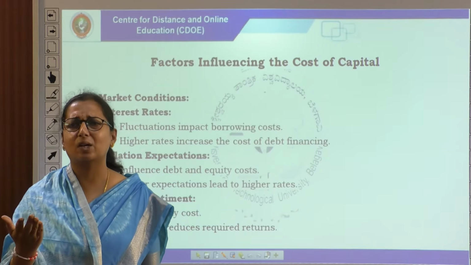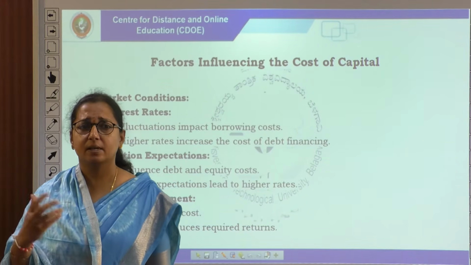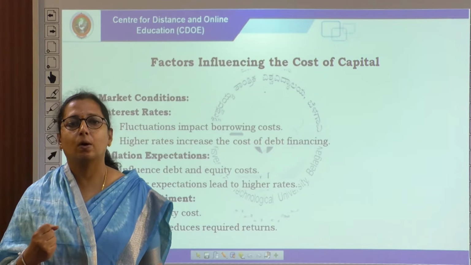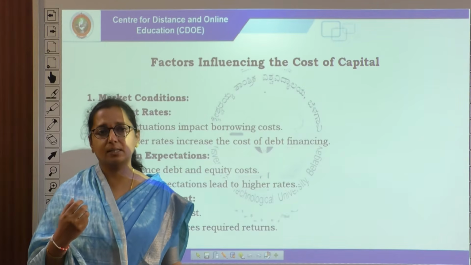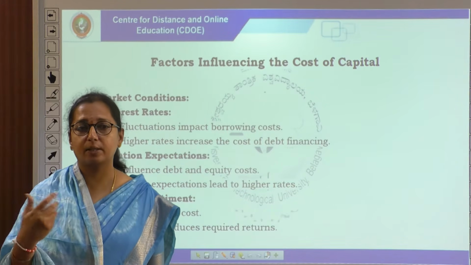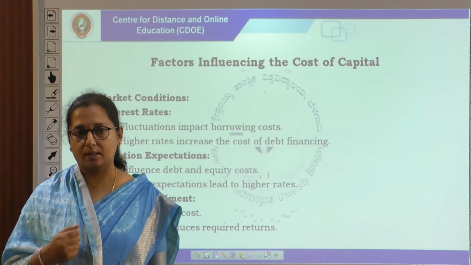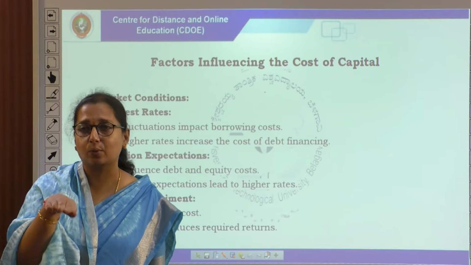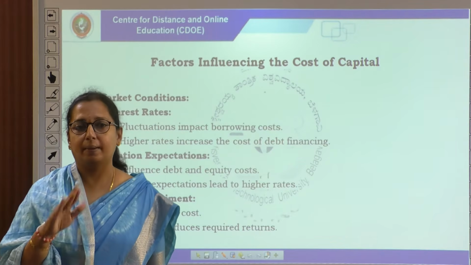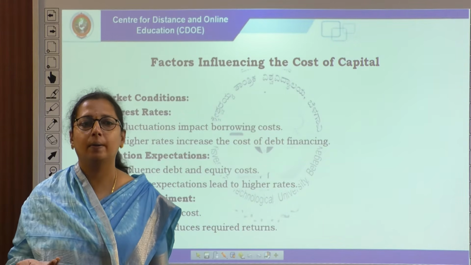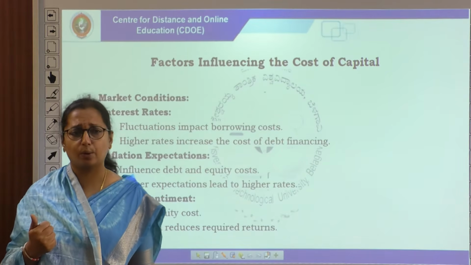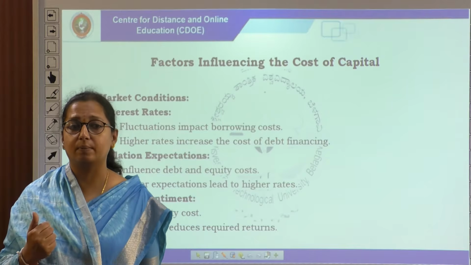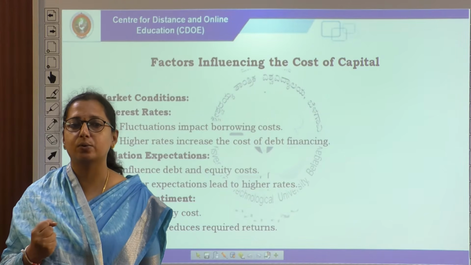As we are exposed to external factors in the market, interest rate fluctuations impact borrowing cost, and higher rates increase the cost of debt financing, and inflation as well. The interest rate purely depends upon the impact on borrowing cost, that is the market rate prevailing decides the total interest to be paid. And inflation, as I told you, influences debt and equity cost also. Higher expectations lead to higher rates of inflation, and investor sentiments affect equity cost and the required rate of return.